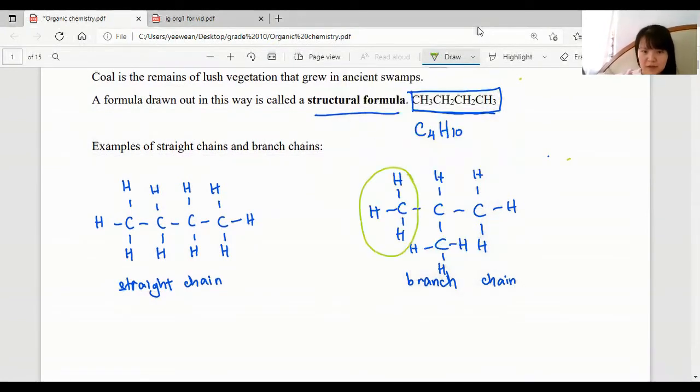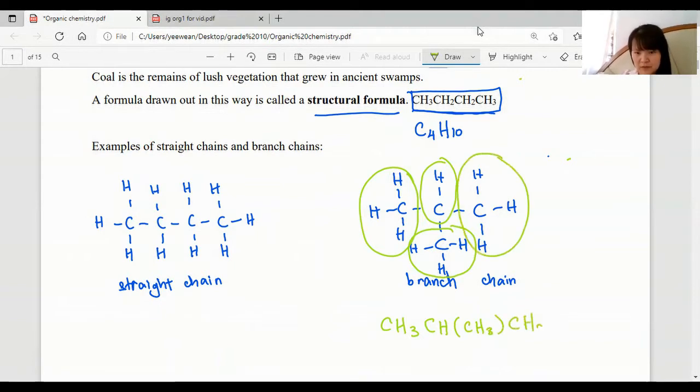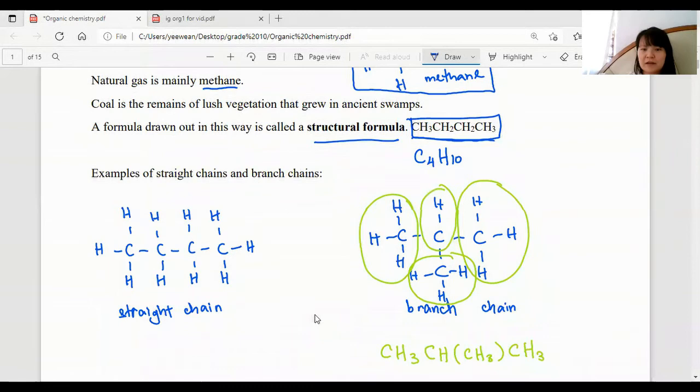So CH3, I'm going to write here CH3, CH, and there's a branch here, CH3. For a branch, we'll just put a bracket here, CH3, and the last CH3. So this is the way to present it in structural formula. There's another video in my collection where I show how to present these organic compounds in either structural or full displayed formula. So you can refer to that.